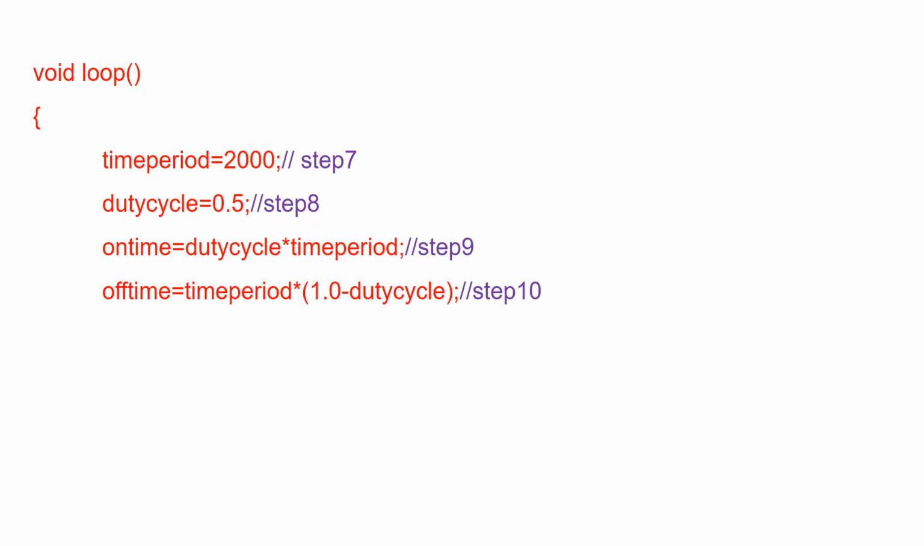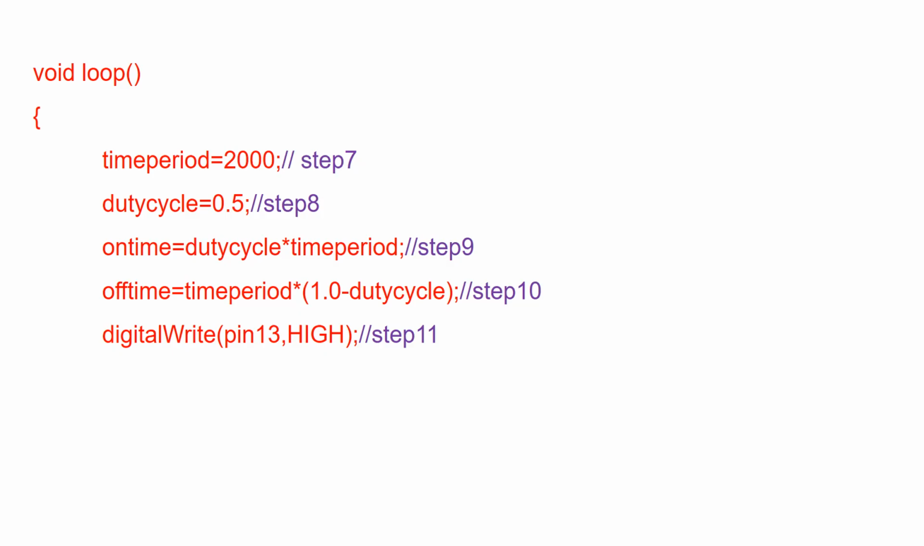In the next line, again with the same tab space, type off time equal to time period multiplied by, inside the bracket, 1.0 minus duty cycle semicolon. Here, by multiplying time period with 1 minus duty cycle, the resulting value is then assigned to an integer variable off time. This corresponds to step 10 as mentioned earlier.